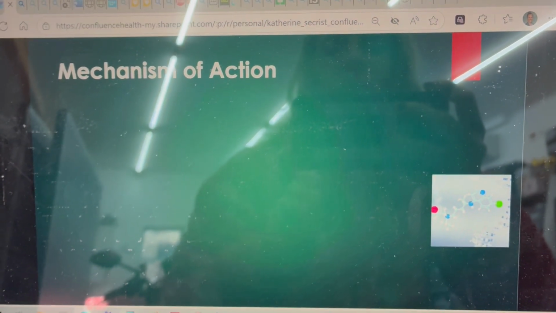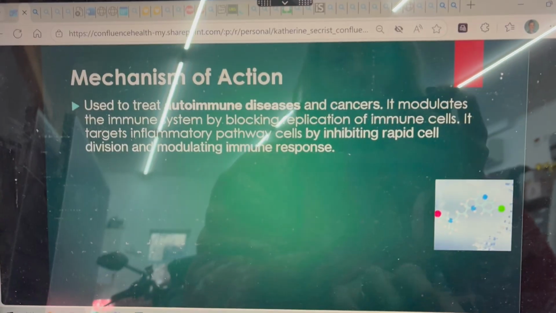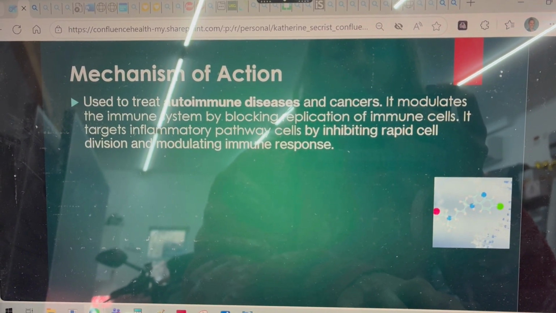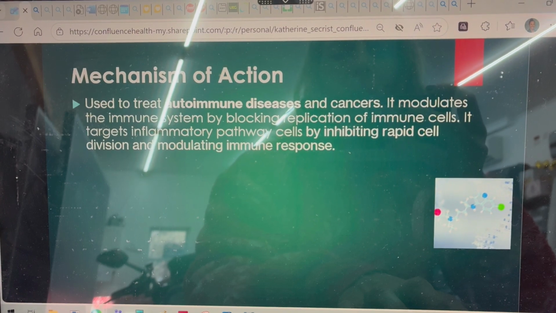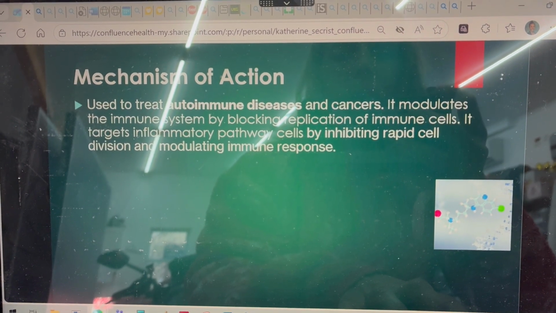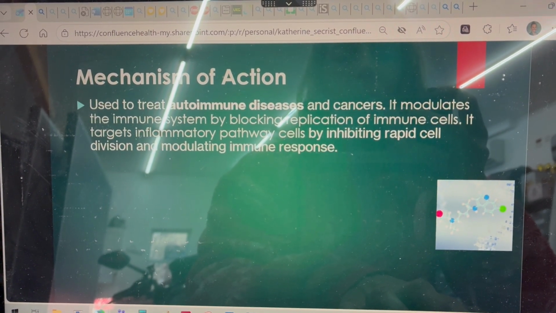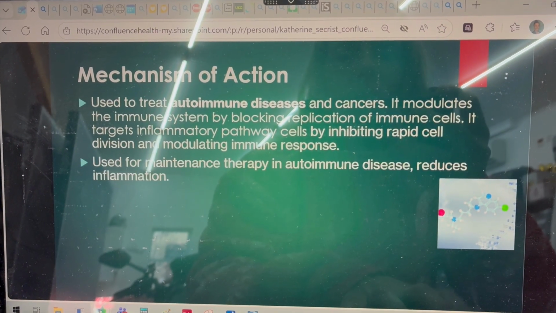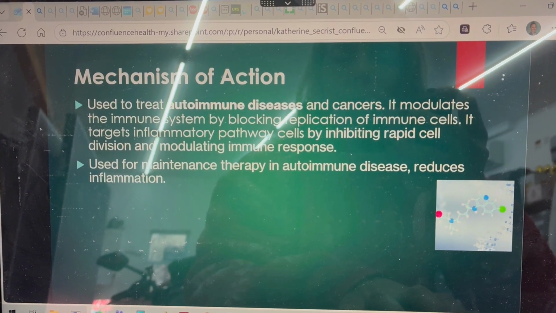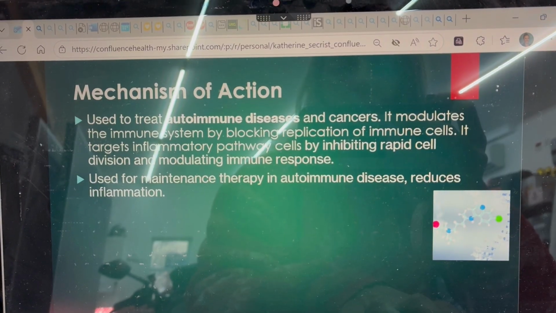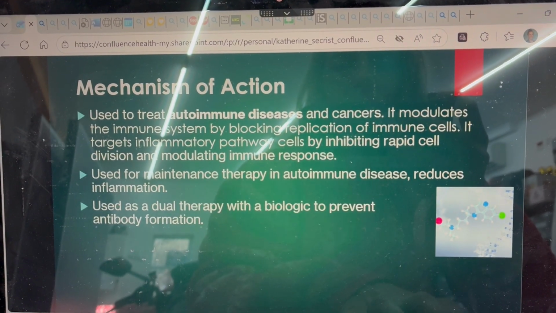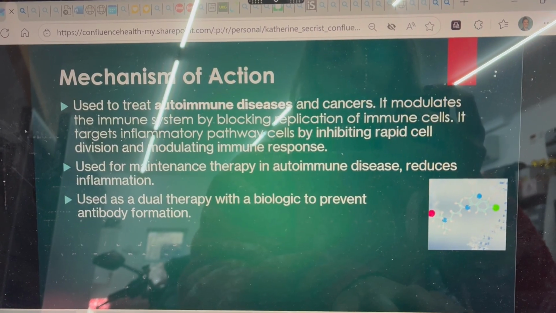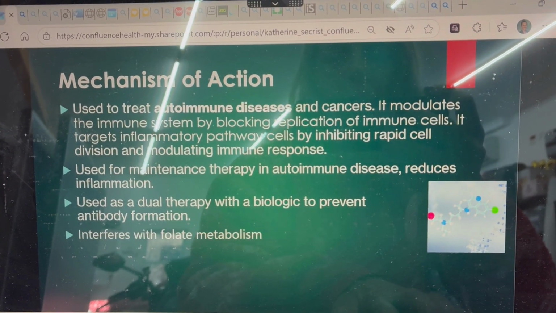Mechanism of action. It's used to treat autoimmune diseases and cancers. It modulates the immune system by blocking replication of immune cells. It targets inflammatory pathway cells by inhibiting rapid cell division and modulating immune response. It's used for maintenance therapy in autoimmune diseases and reduces inflammation. It's also used as a dual therapy with a biologic to prevent antibody formation.